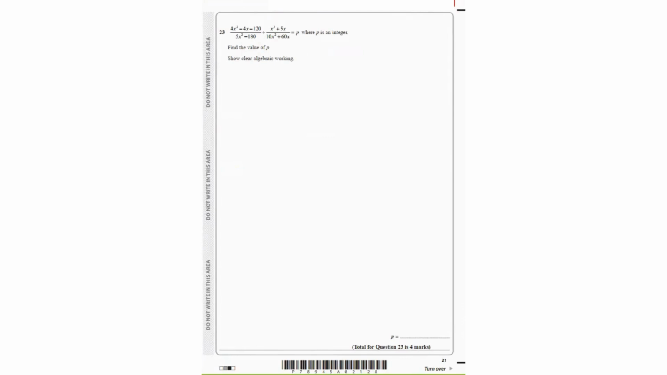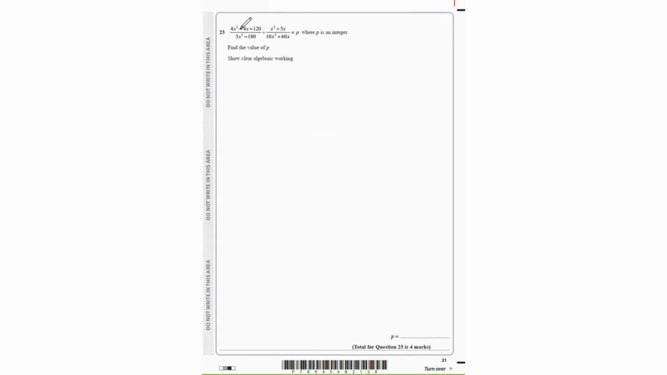In this one, it says 4x squared minus 4x minus 120 divided by 5x squared minus 180 divided by x squared plus 5x over 10x squared plus 60x equals b, where b is an integer. We have to find the value of b. So the steps are pretty much the same. We have to factorize the quadratic equations using the methods that I've already mentioned in the video. So when we have 3 terms, we use splitting the middle term or the quadratic formula.